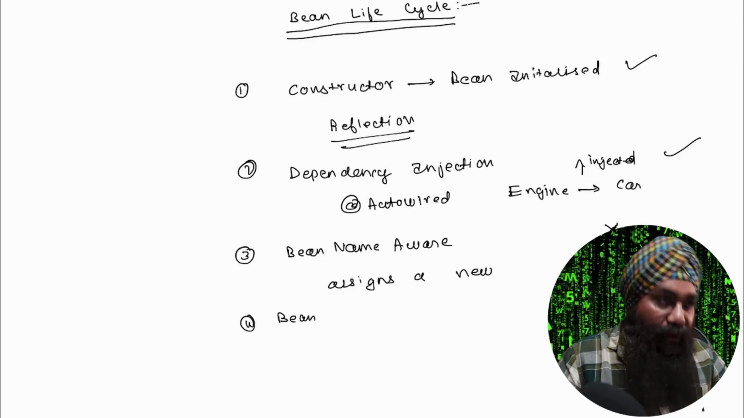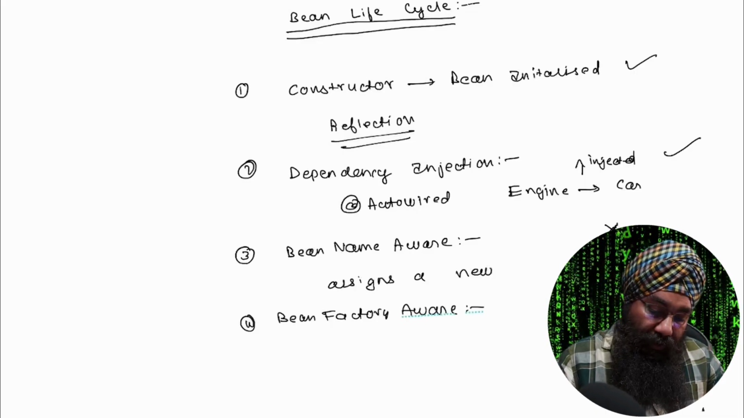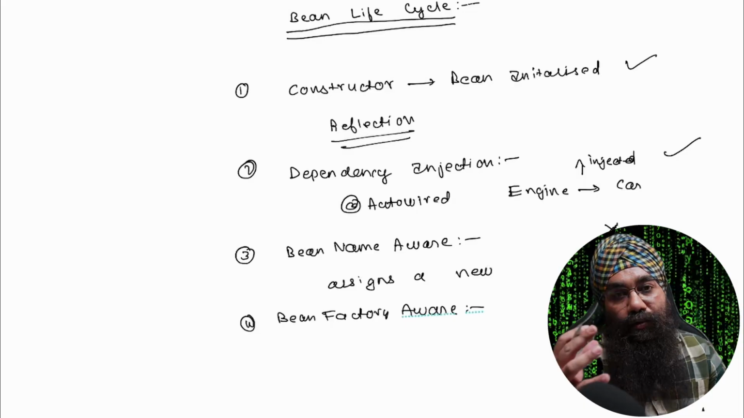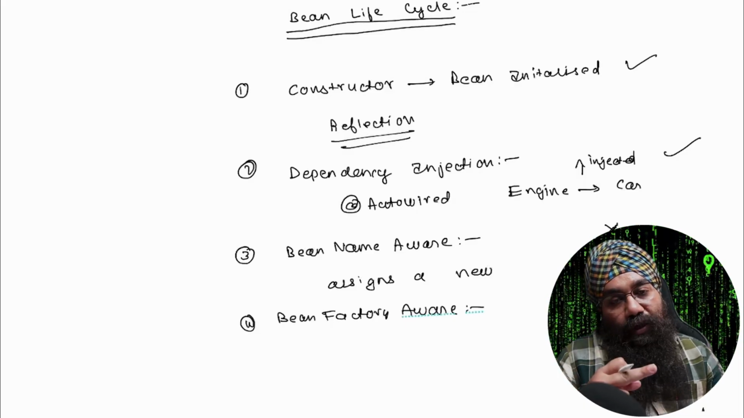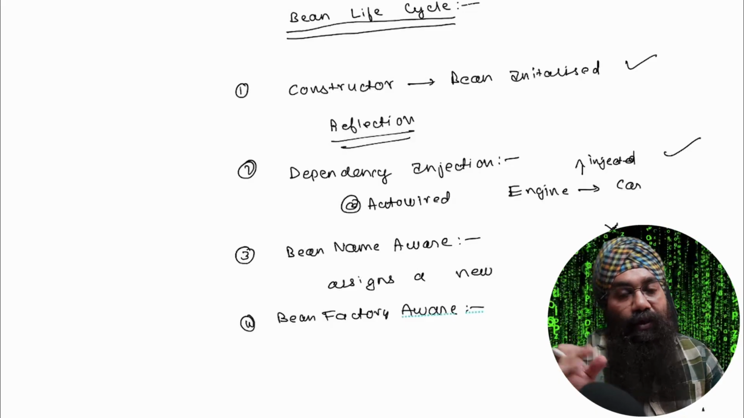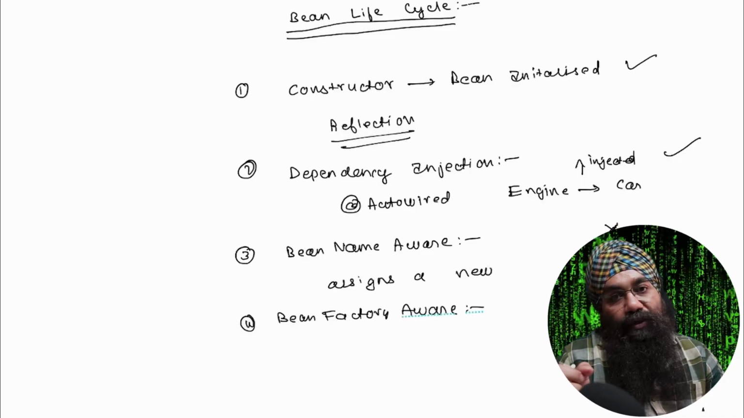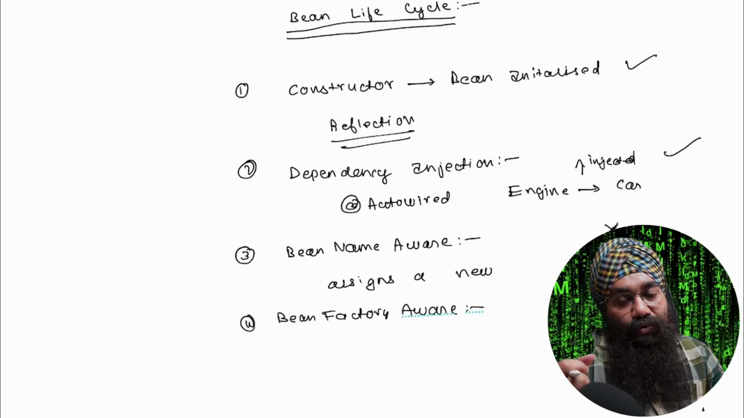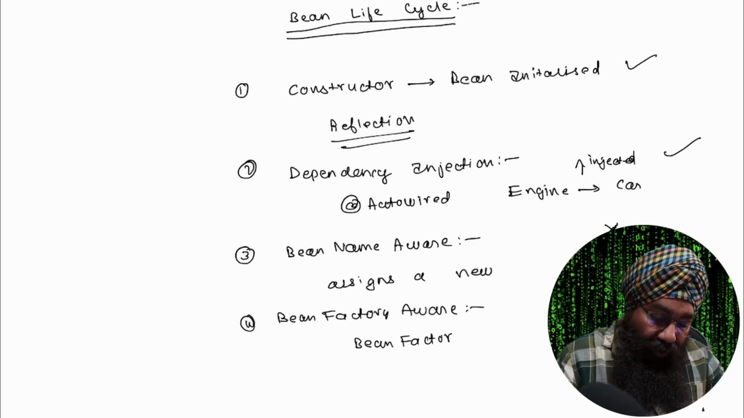Fourth is BeanFactoryAware. This is also an optional step. If you don't remember the factory pattern, check the design patterns, where we studied the factory pattern. The factory that was used to create the bean will be passed here, and it can be used to access other beans. So the bean factory is passed.